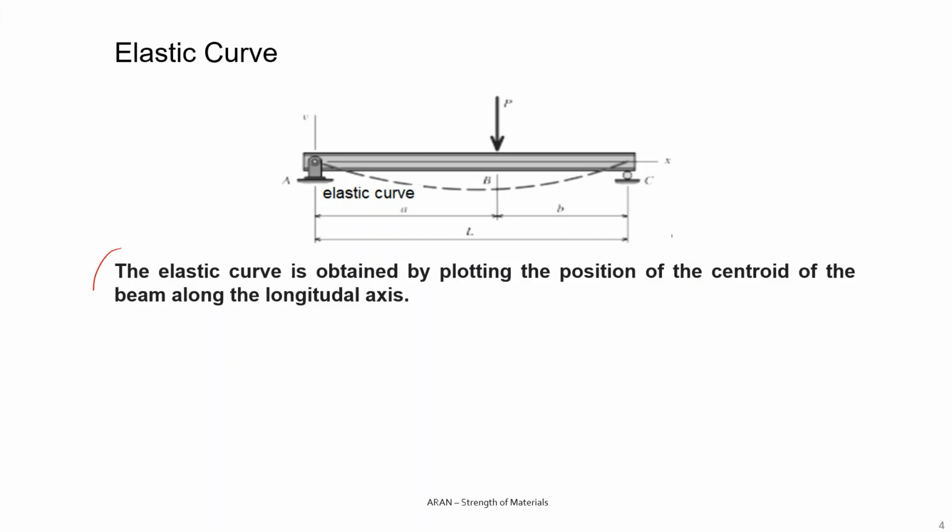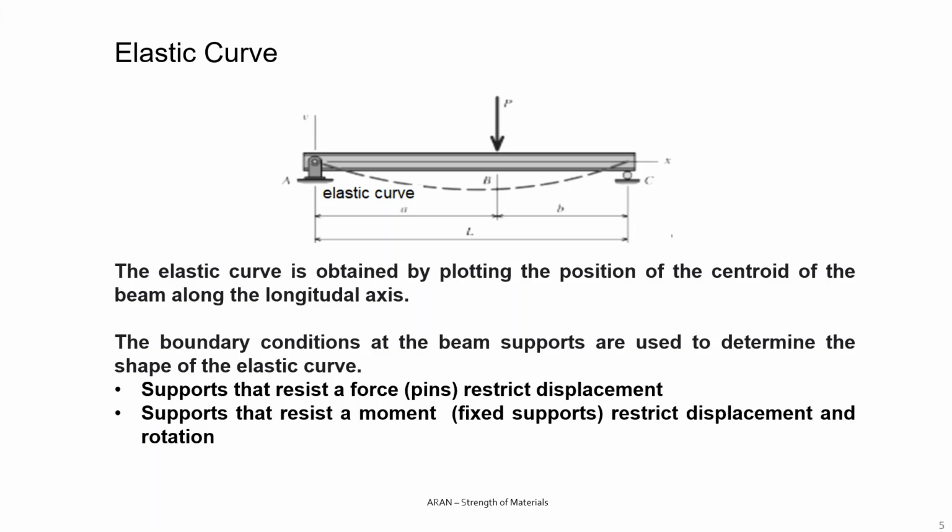The elastic curve is obtained by plotting the position of the centroid of the beam along the longitudinal axis. So in each point we have a section, and each section has a centroid, and the elastic curve is the position of the centroids along the longitudinal axis. So the elastic curve must fulfill some boundary conditions.